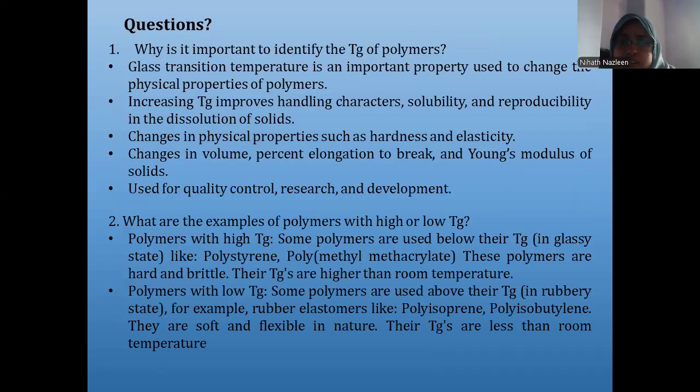There are a lot of questions regarding the glass transition temperature. I have two questions here as sample questions. You can go through them.